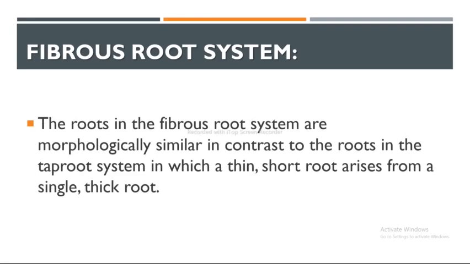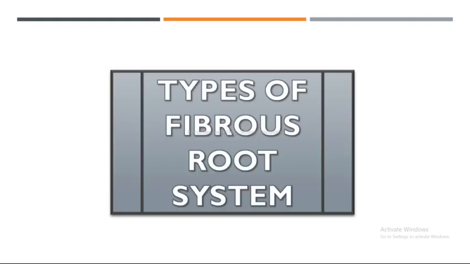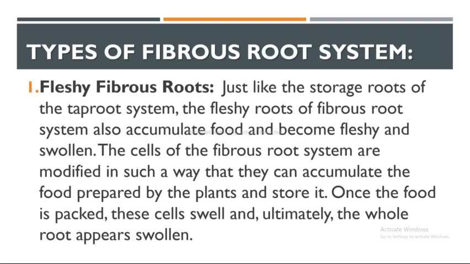The roots in the fibrous root system are morphologically similar, in contrast to the roots in the taproot system, in which a thin, short root arises from a single thick root. Next, I am going to discuss the types of the fibrous root system. The types of the fibrous root system include the first type, which is known as fleshy fibrous roots.